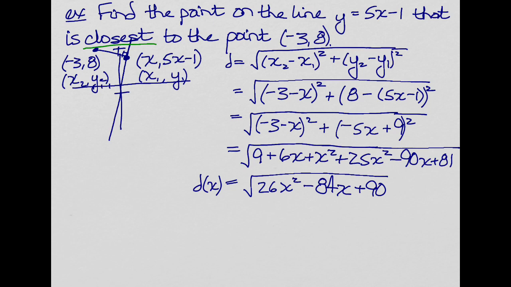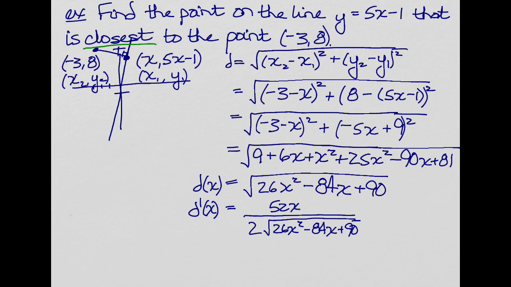Find the point on the line that's closest. So now that I have the distance, we're going to need to take a derivative of that distance function. Oh, that'll be fun. It's a giant square root. So let's see. Derivative of a square root is 1/2 times the square root to the -1/2, like that, times the derivative of what's underneath. There's my derivative.